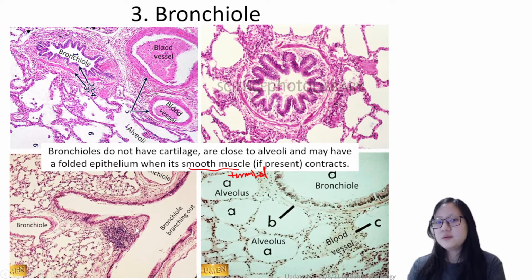So yeah, bronchioles again do not have cartilage, are close to alveoli, and have folded epithelium, which looks like a butthole. Great, great. Didn't think I would use that in a video, but here we go.